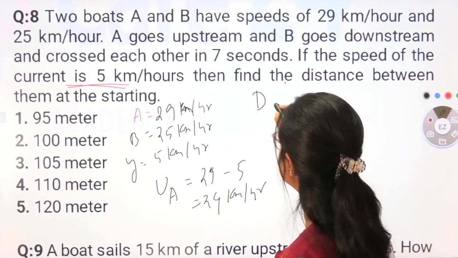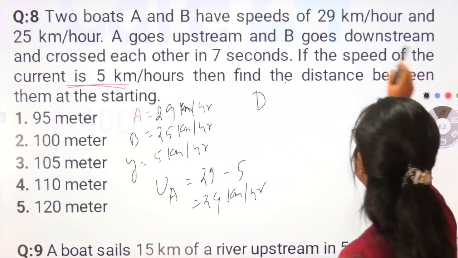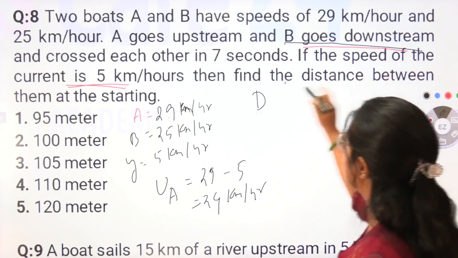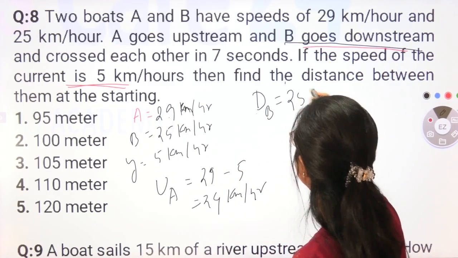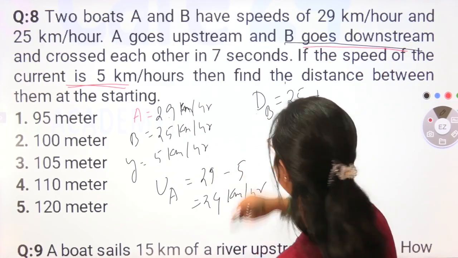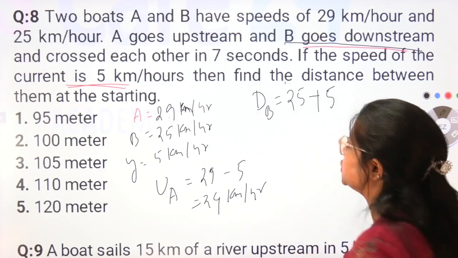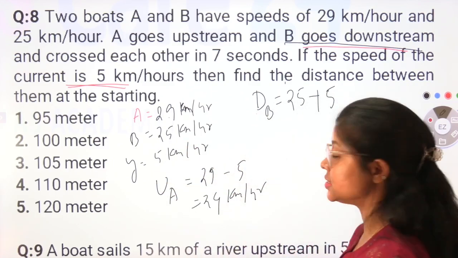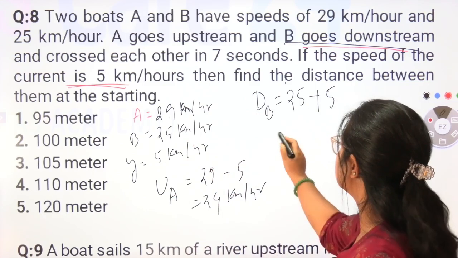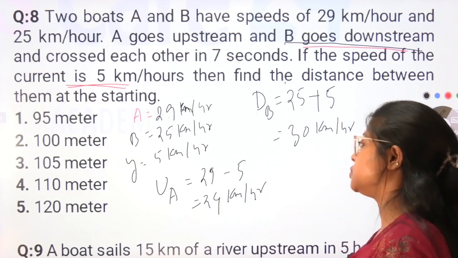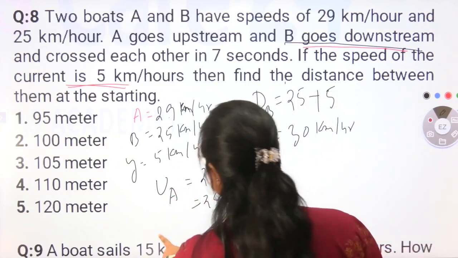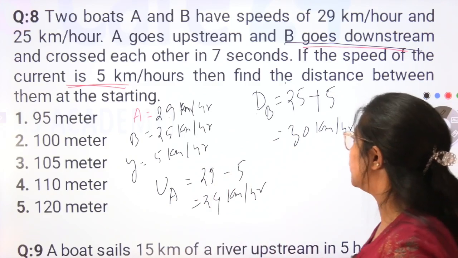And downstream speed for boat B, because B goes downstream, is equal to 25 plus how much? 25 plus 5, because 5 is the speed of the current. Okay, so 30 km per hour. So I am getting my upstream speed for boat A and downstream speed for boat B.